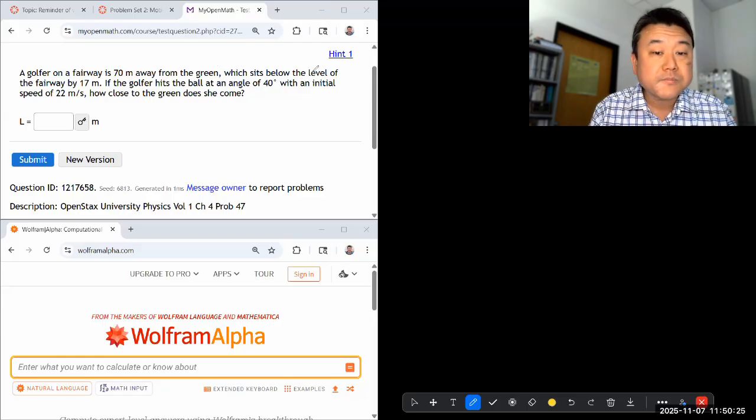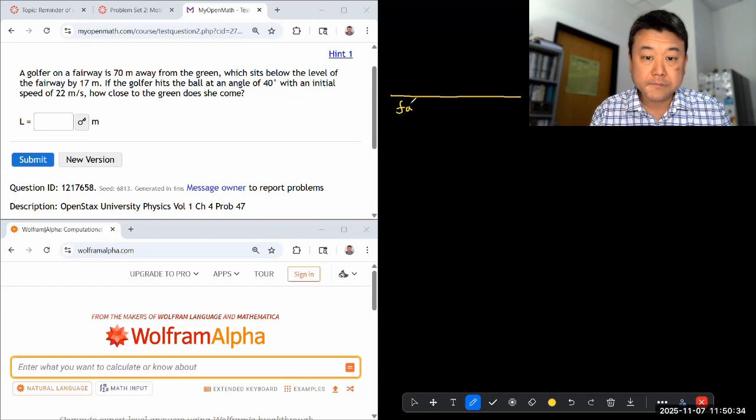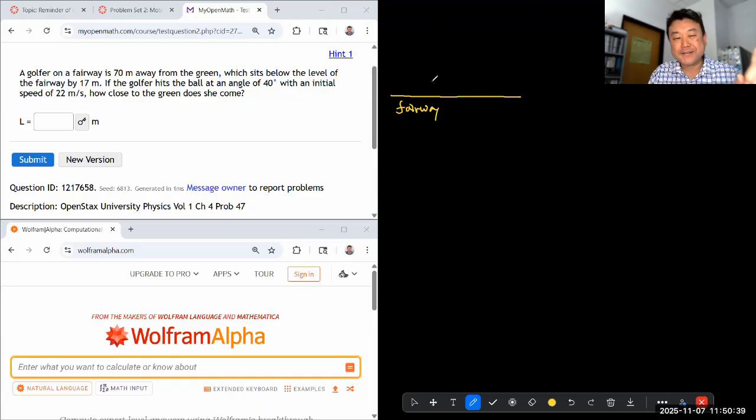I think green is below the level of the fairway. Okay, yeah. So I'm gonna deal with two different levels. There's one level here, that's the fairway. I don't know what that is, but you don't need to know. All you have to know is that it's kind of a projectile motion. So there's a golf ball that's going to be launched by being hit at an angle of 40 degrees, or let me call that theta for now, with some initial speed, that's 22 meters per second. Let me call that v for now.